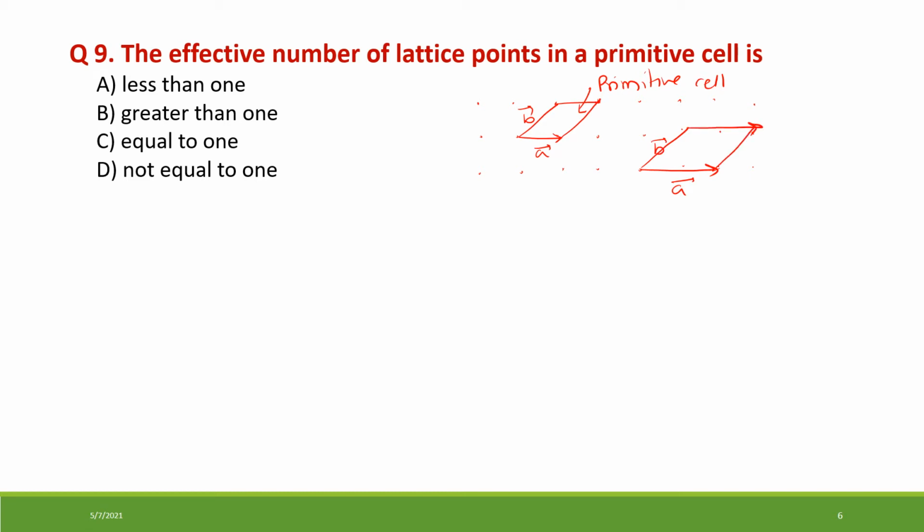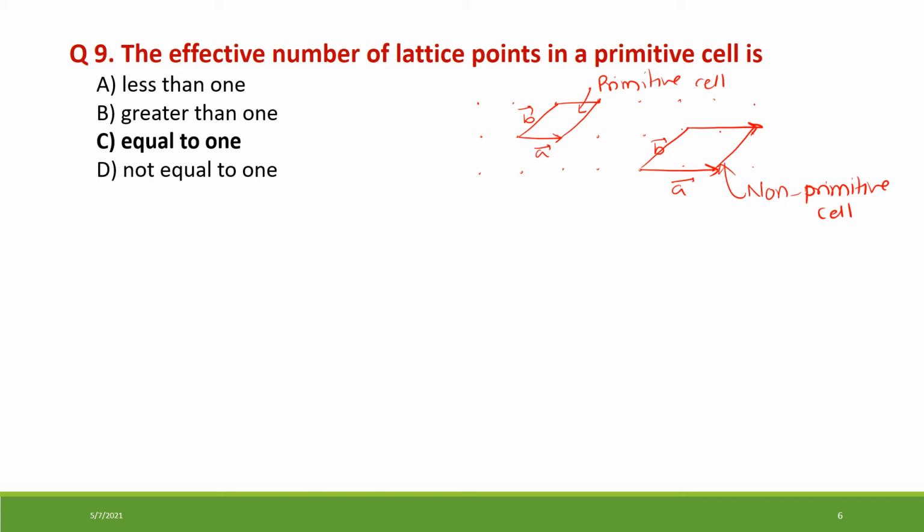So here this is a non-primitive cell. So here the primitive cell is the effective number of lattice points. So there are actually equal to 1. So the correct option is C, which is equal to 1.